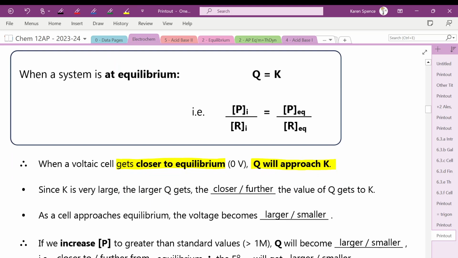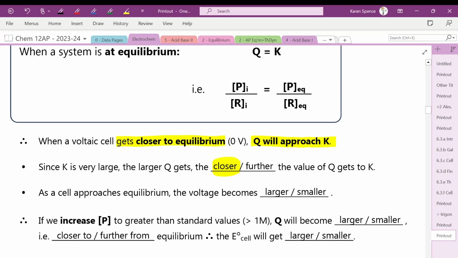Now, since K, when we are at equilibrium, is very large, the larger that Q gets, is the value of Q getting closer or further from K? It's getting closer. So the larger Q gets, the closer Q gets to K. As the cell approaches equilibrium, what is happening to the voltage? Voltage gets smaller. So as we approach equilibrium, Q increases, voltage decreases.